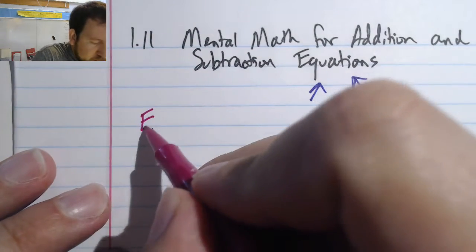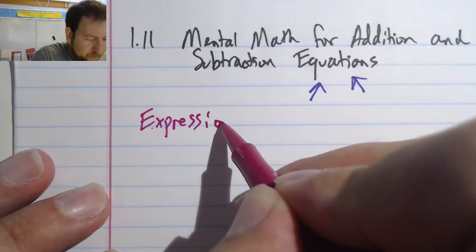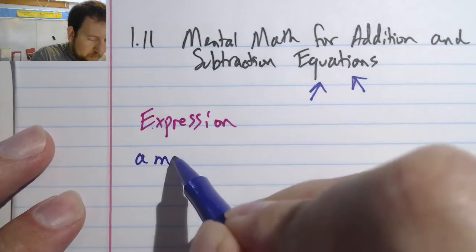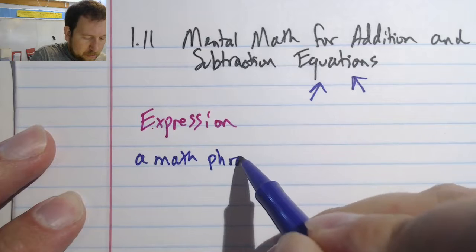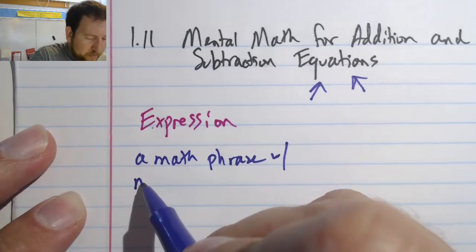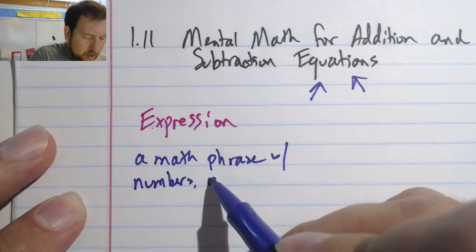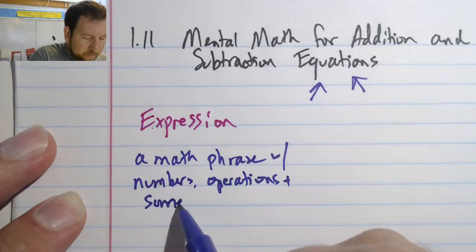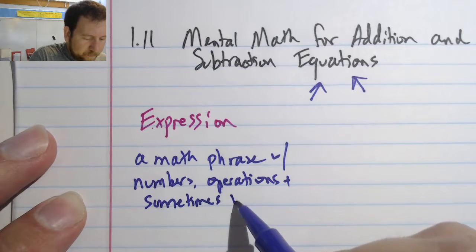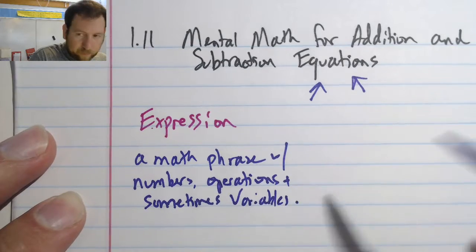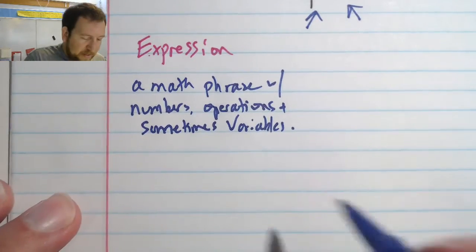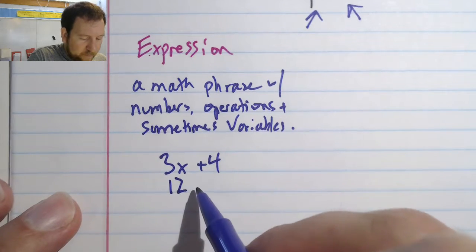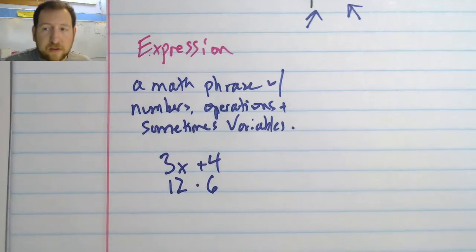And an expression is a mathematical phrase with numbers, operations, and sometimes variables. An example of that would be something like 3x plus 4, or even 12 times 6. Both of those are expressions.